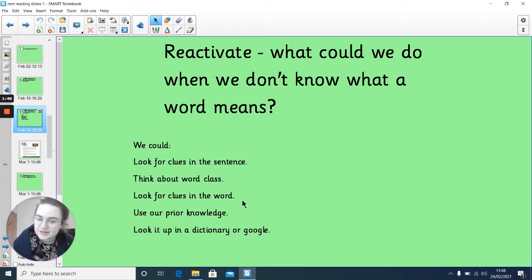You could look for clues in the word. Sometimes words have got clues in them. So, for example, in the word moonlight, if you didn't know what moonlight was, you could have a sensible guess because it's got the word moon in it. And the moon, you know, is something that is in the sky at night. And then it's also got the word light in it, which is when something is shining so that you can see. So moonlight is when the moon at night shines so you can see a little bit. That's what moonlight is. It's when you can see at night because the moon is shining.